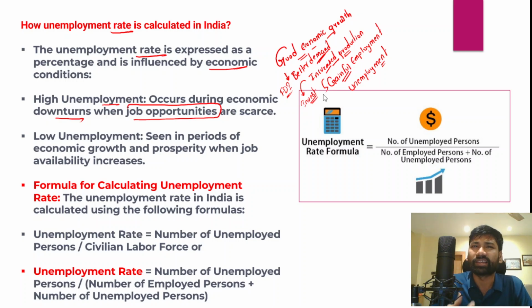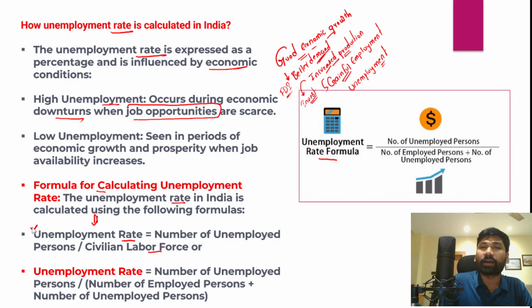That will lead to an increase in the unemployment rate in India. Now, what is the formula to calculate the unemployment rate in India? The unemployment rate is calculated using the given formula. So what was that formula? The formula is: unemployment rate equals the number of unemployed persons divided by the civilian labor force. This is how we calculate the unemployment rate in India.